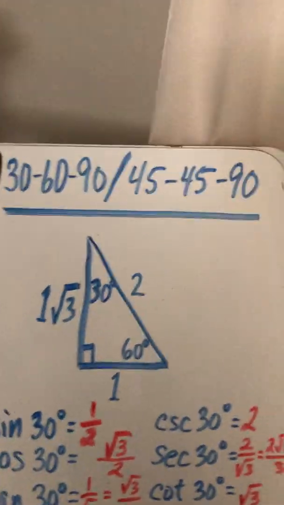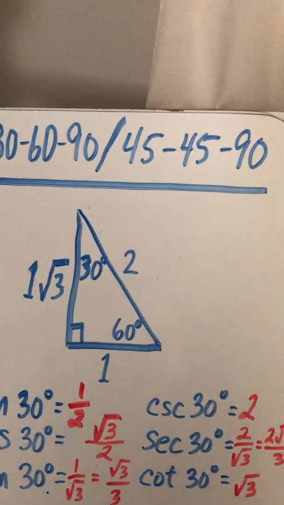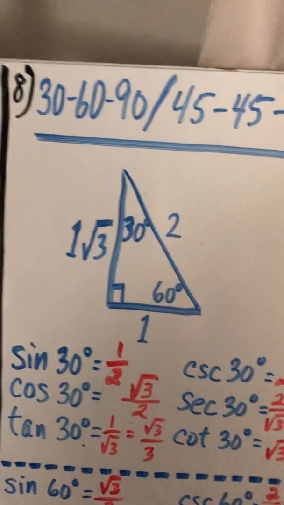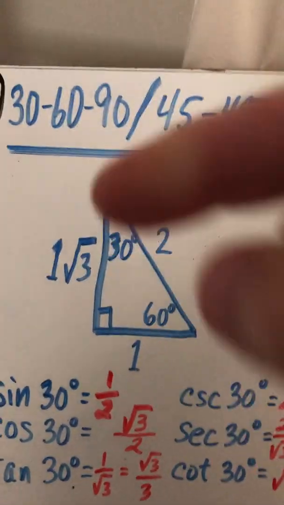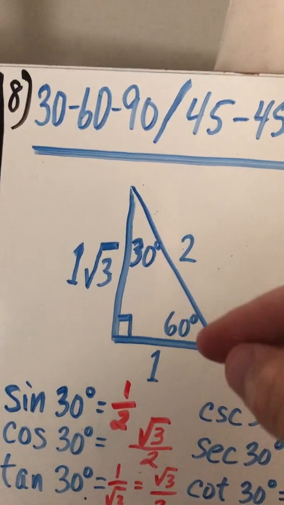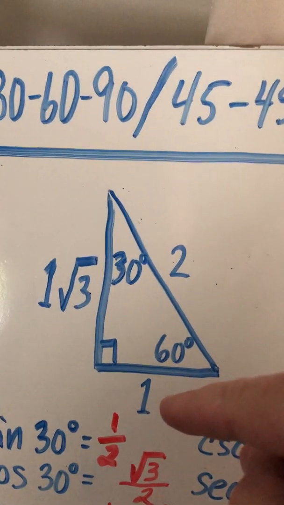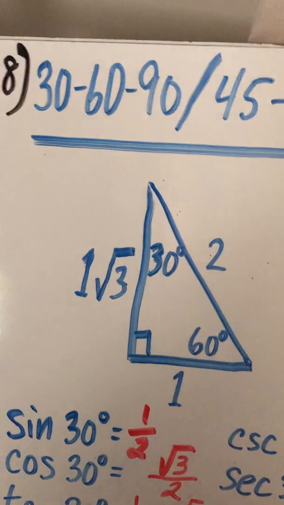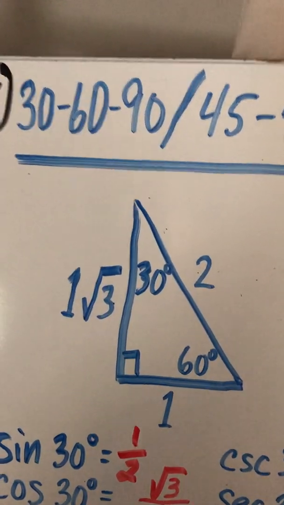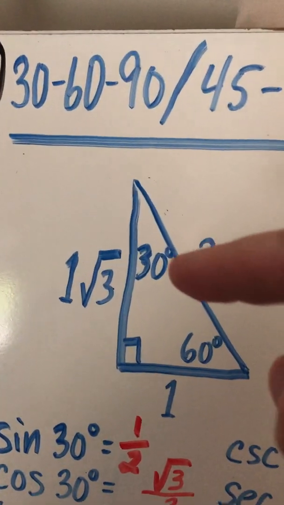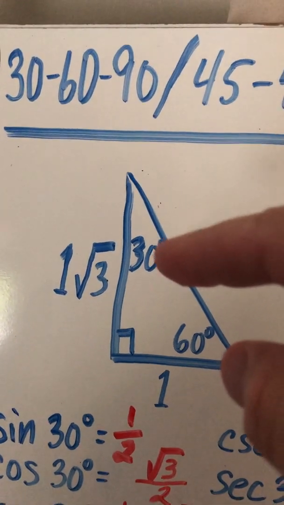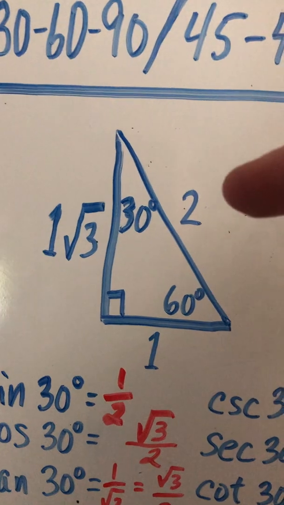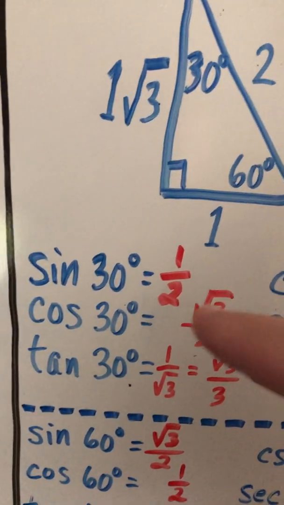We're going back now to the 30, 60, 90 and the 45, 45, 90, okay? So once again, now we have a 30, 60, 90 triangle. And if this guy is 1, the hypotenuse again is 2, and the long leg is square root of 3. So if I say, what's sine of 30? Sine, remember, is opposite over hypotenuse. Opposite is 1, hypotenuse is 2. The sine of 30 is 1 over 2.